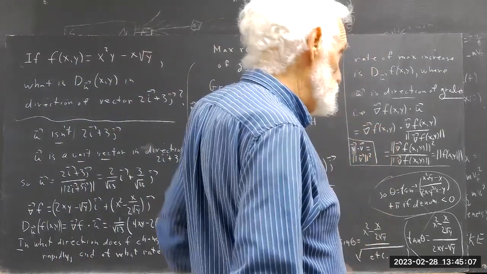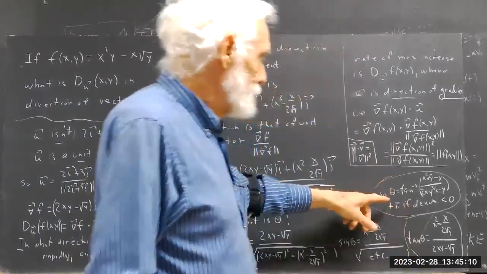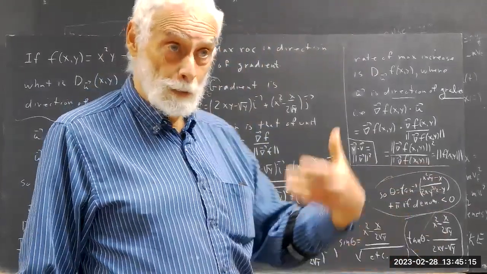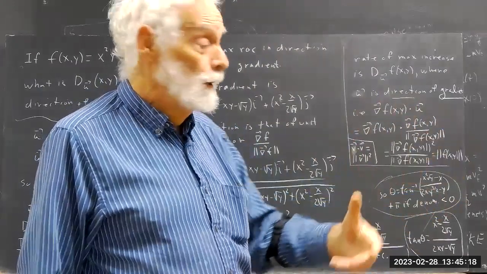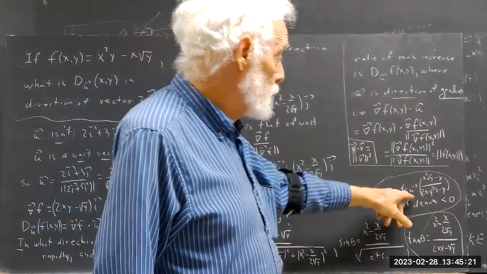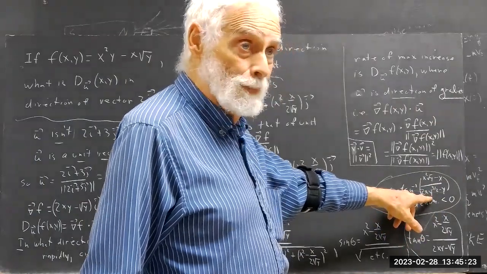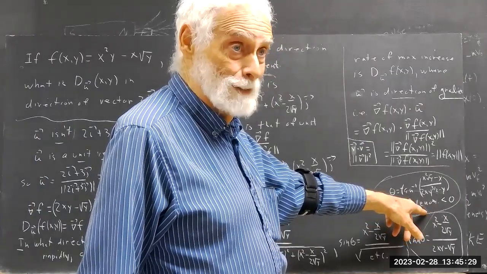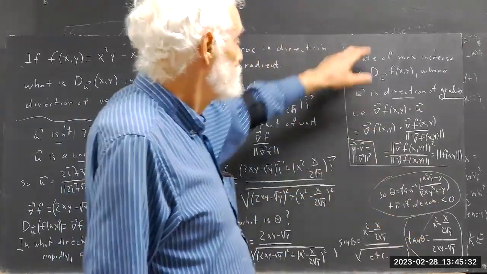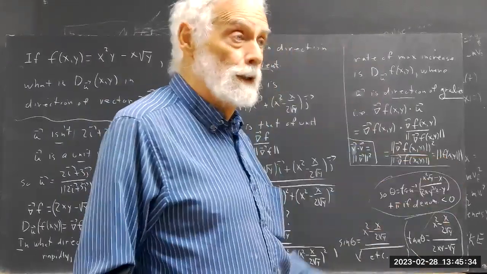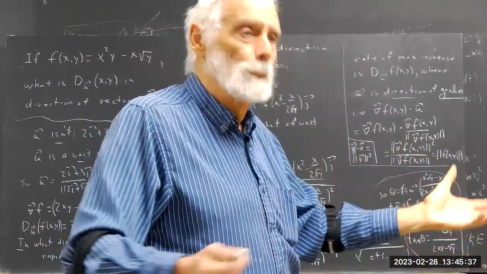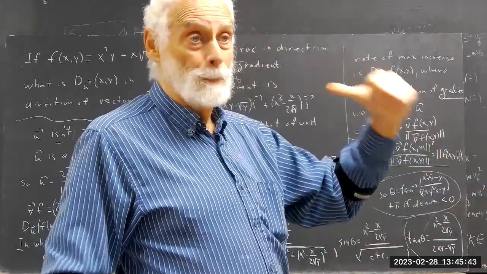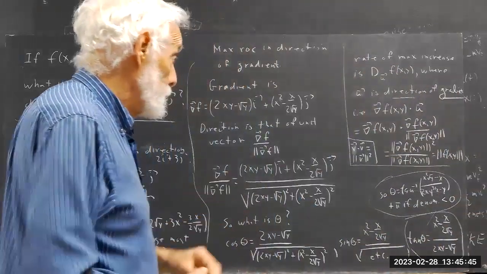So the arctangent of the y component over the x component of your gradient gives you the direction. You have to check to make sure you're in the right quadrant. And then the magnitude of the gradient tells you what the maximum rate of increase is. And the maximum rate of decrease is the opposite. So that's a big deal.